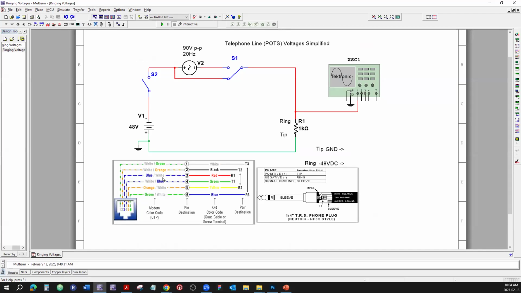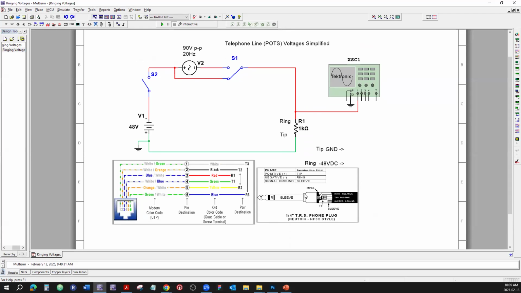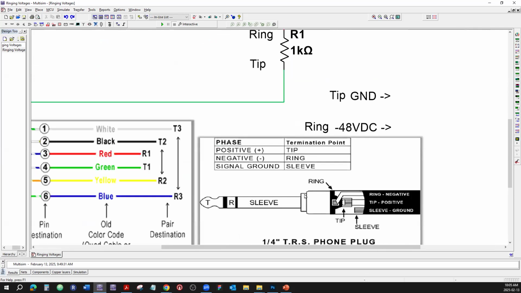It's just what I call this thing, telephone line POTS, voltages simplified. POTS, as we remember, stands for plain old telephone service. It is the most basic telephone line delivery that you can get these days, the year 2025. Still. All right. Now, just as a recap, can I? Yeah, all right. Yes, I can.